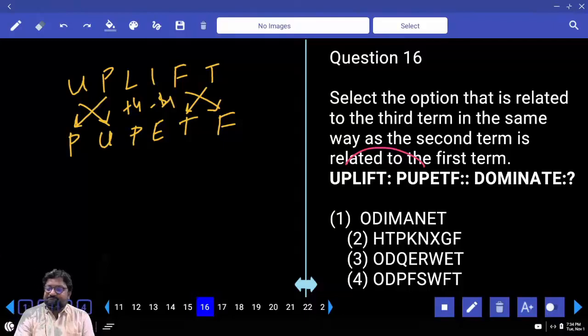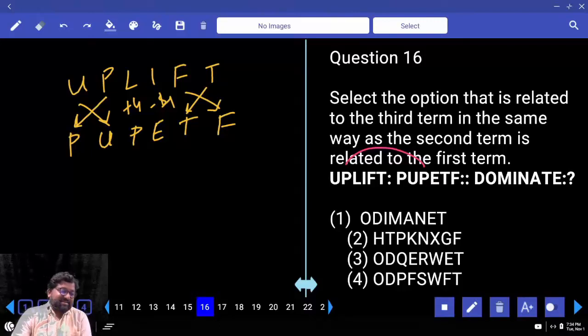Let me try what's happening with the other one. If I observe on the other side, what is the problem?